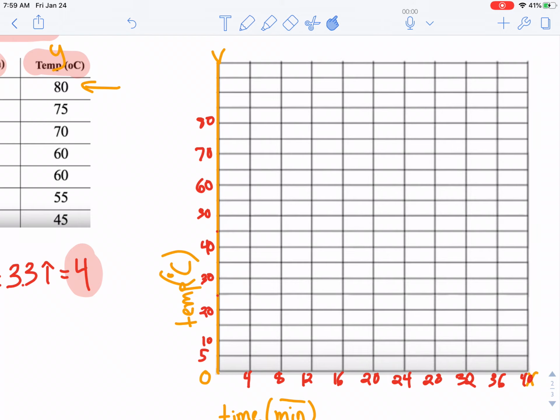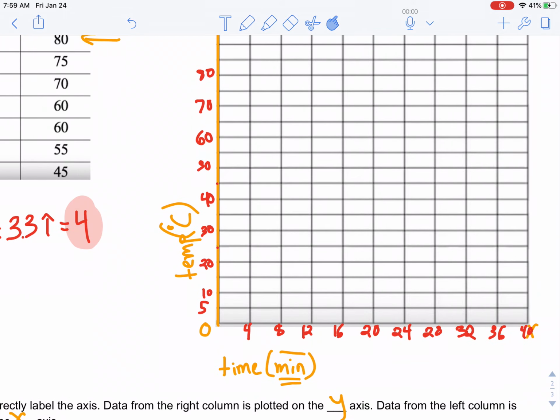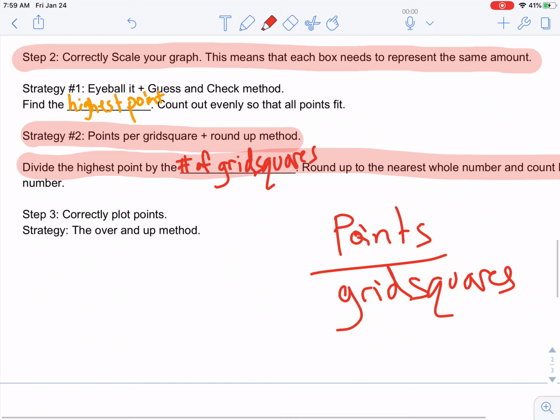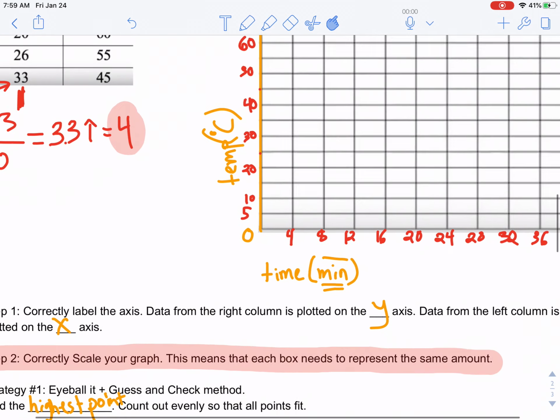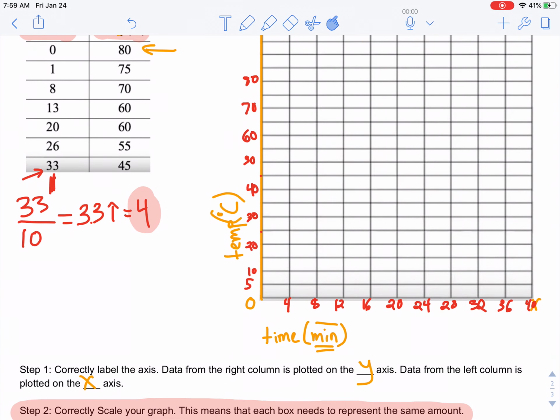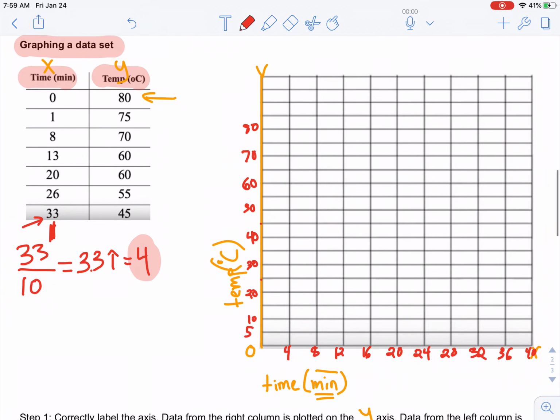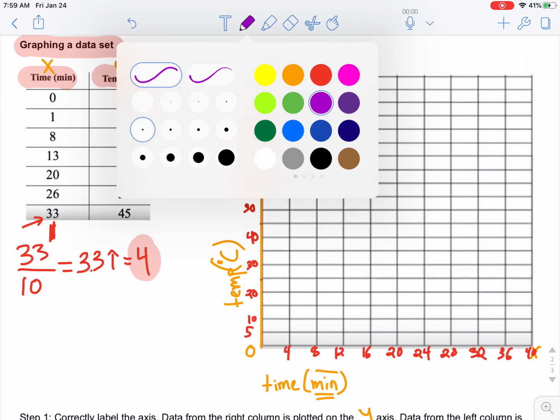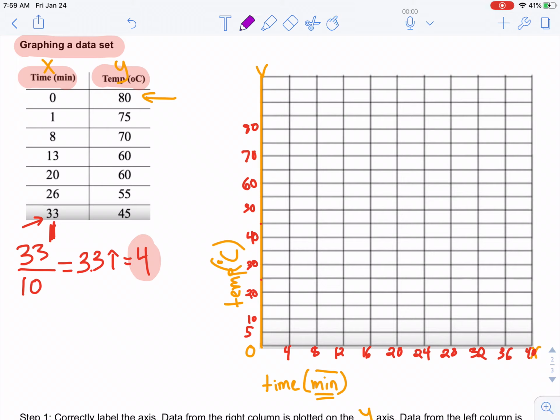All right. Now we have correctly scaled our axes, and the last step is plotting points, using the over and up method. I'm going to just do a few points. I'm not going to do all the points because I have a feeling all of you know how to do this from your previous science or math classes. The over and up method: if I look at my data set here, 0, 80. Start at 0. I don't go over anything because it's 0. I go up to 80 and I put my point there on the graph.